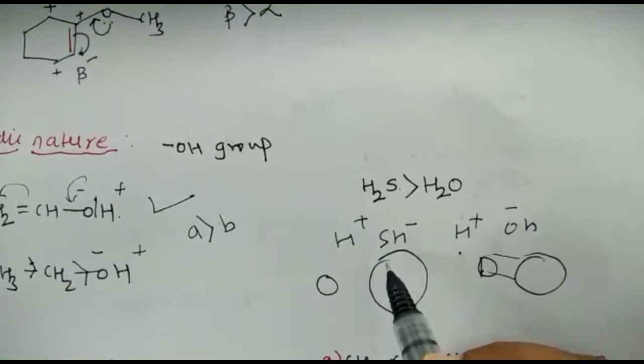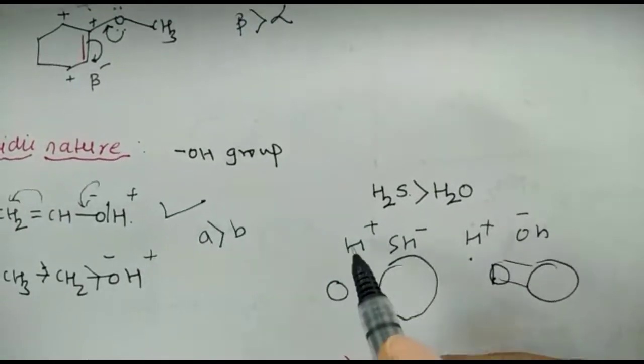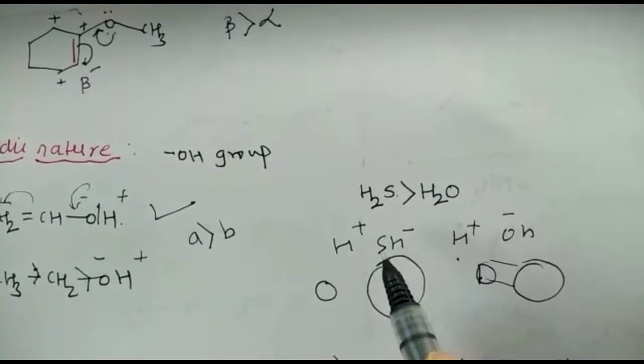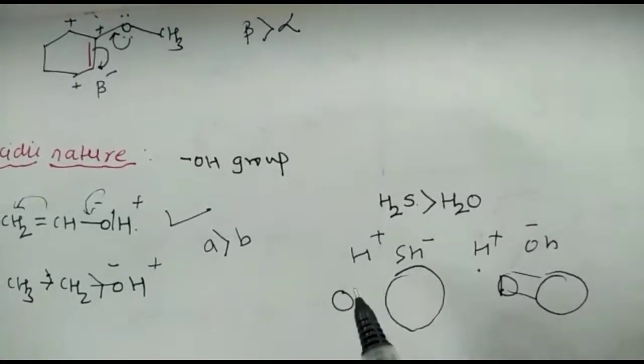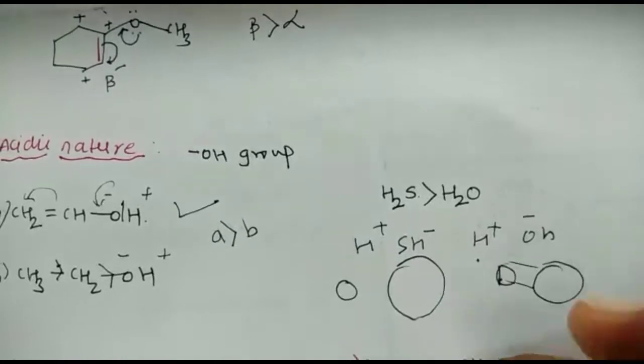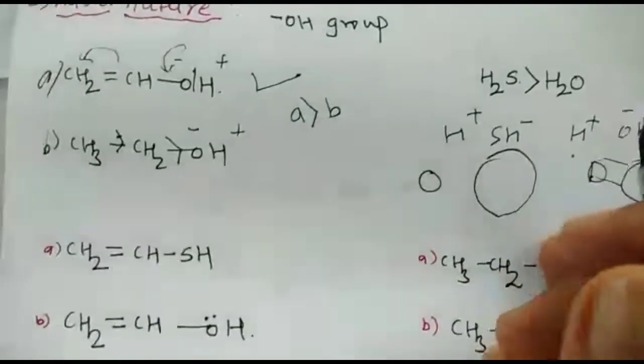But in the case of SH, the size is bigger, and the force of attraction between H plus and SH minus is less here, more there. The distance is more, hence it can easily give H plus ions. Based on that, we will see some examples.